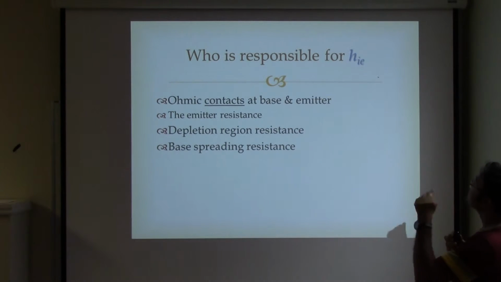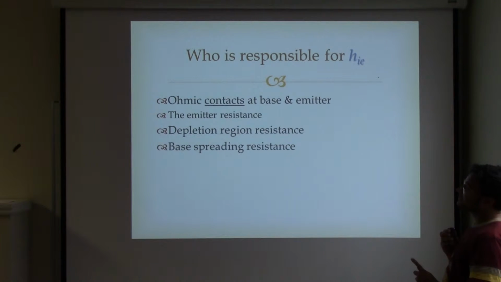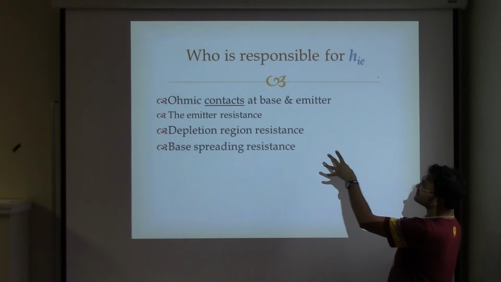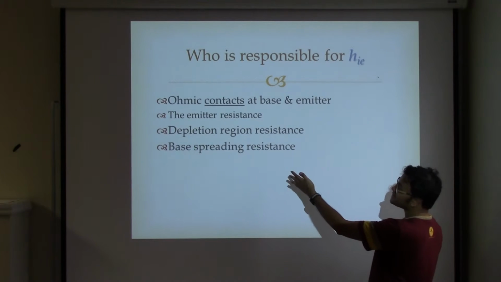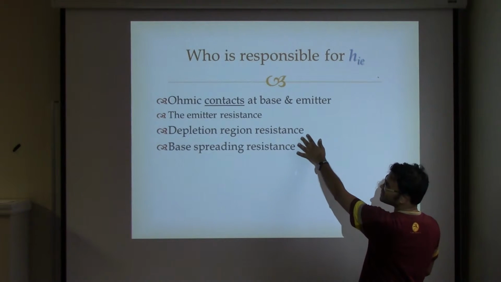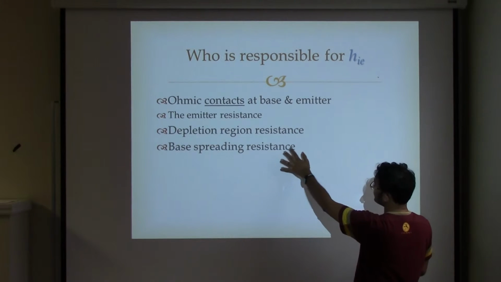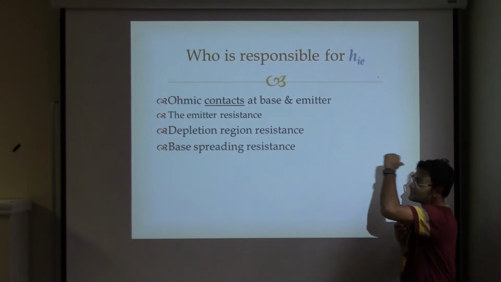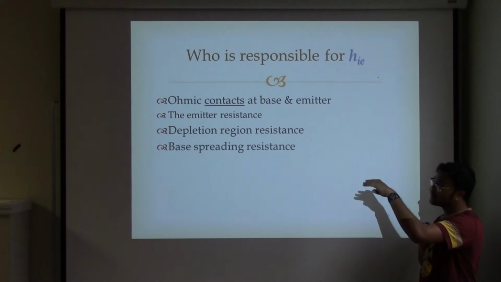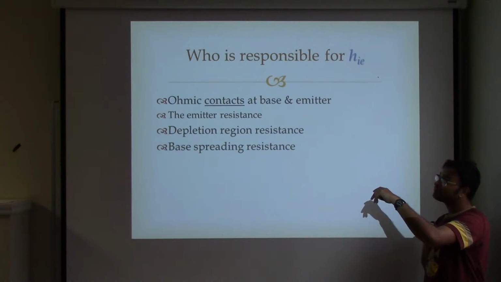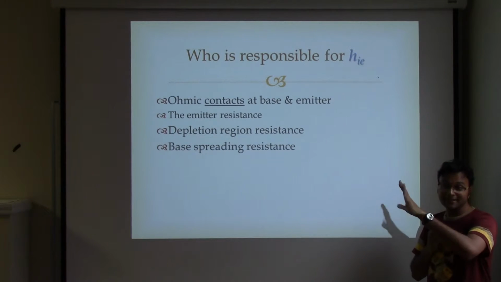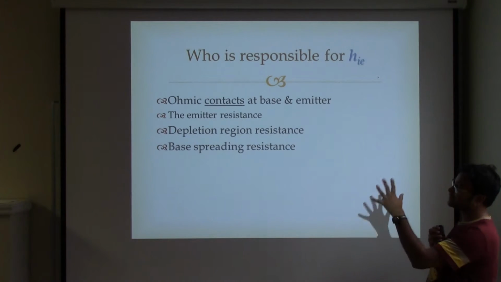Okay, now who is responsible for that HIE? We have the ohmic contacts at the base and emitter. There is emitter resistance, depletion region resistance, and base spreading resistance. So these don't have any practical calculation or anything related to experiment. This is just for your information.